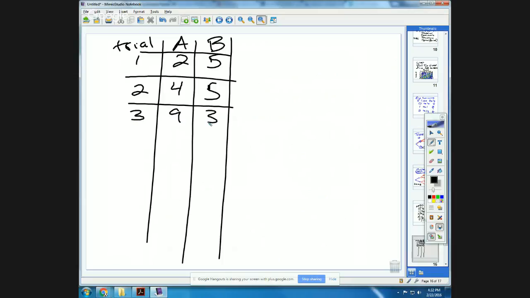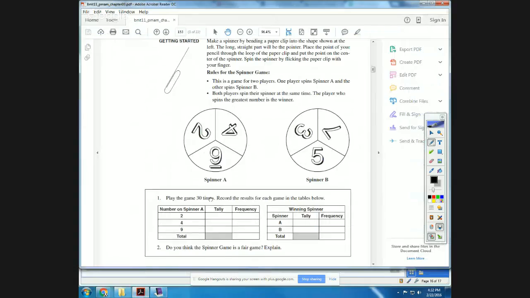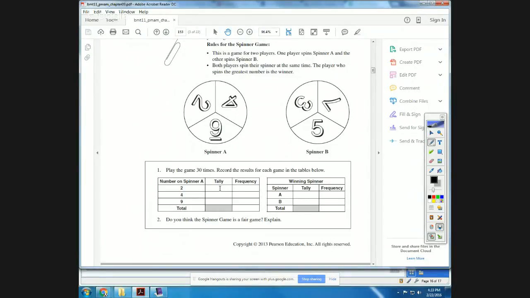Okay, so what I want you to do is repeat this process 30 times, so we'll have 30 rows here. Each time we can tell on a given row who won, A or B. If you want, you can write that next to it, but you don't have to. You can look at it later. And you can use that information to then fill out this chart right here, because you'll be able to look and see for spinner A, how many times did 2 happen? How many times did 4 happen? How many times did 9 happen?